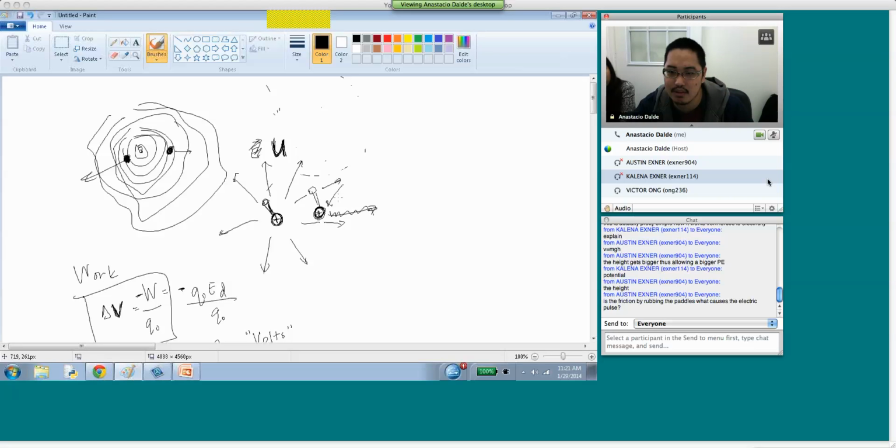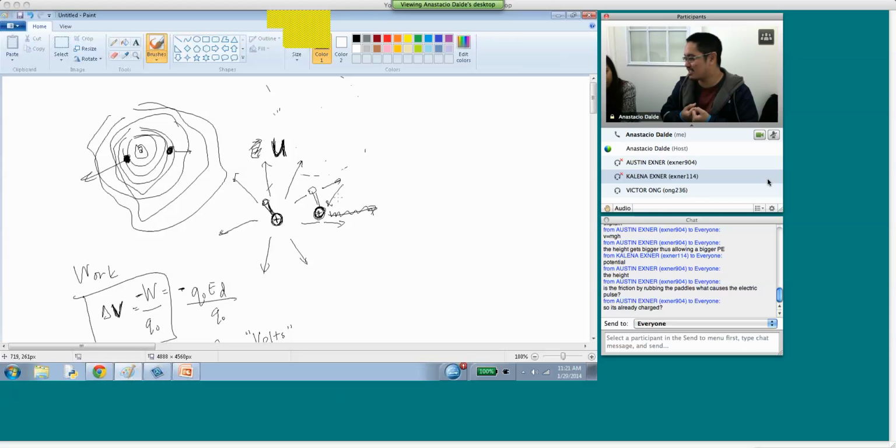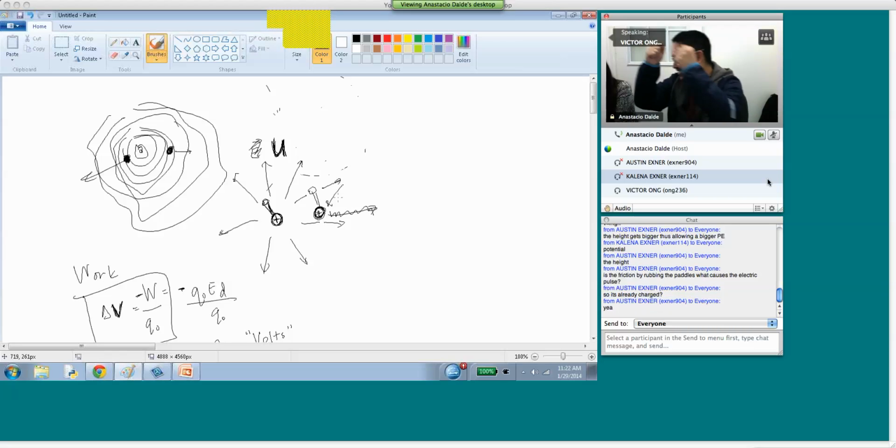Is the friction of rubbing the paddles what causes the electric pulse? No. They only rub the paddles so that it's not so cold when they put it on your chest. But then again, if you're having a heart attack, that doesn't really matter, does it? If I'm having a heart attack, I'm dying. I don't mind having cold metal plates on my chest. They just press the button and it goes. Pow. You got it? So it's not like, hey, I'm going to make friction. Clear. You know what I mean?